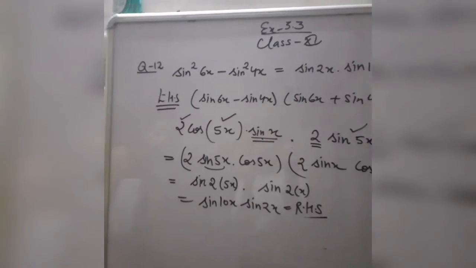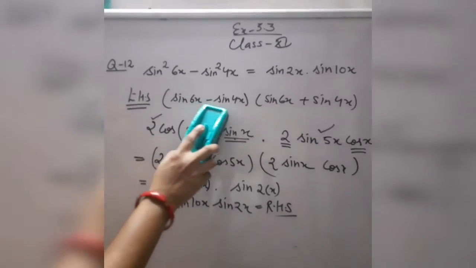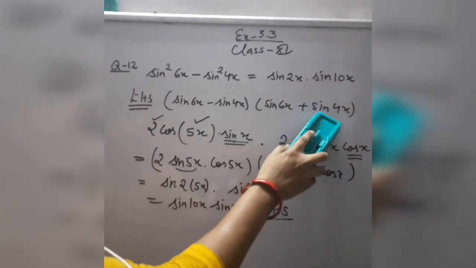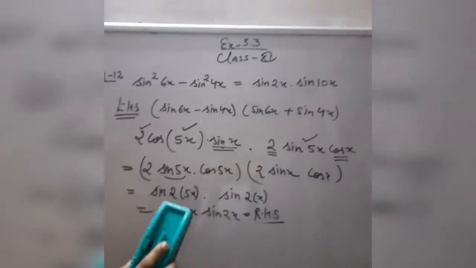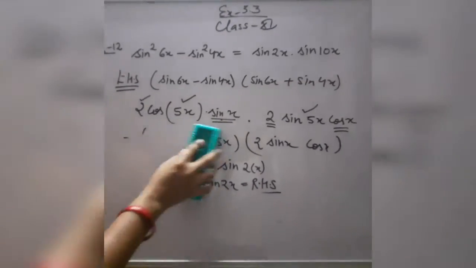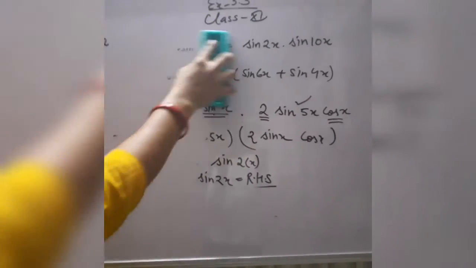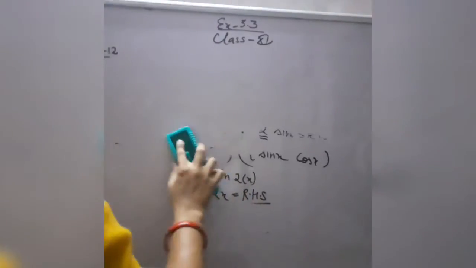It means in this sum we have used the formulas of sin x minus sin y, sin x plus sin y, plus the formula of sin 2x, which equals 2 sin x into cos x. These three formulas are used in this sum.